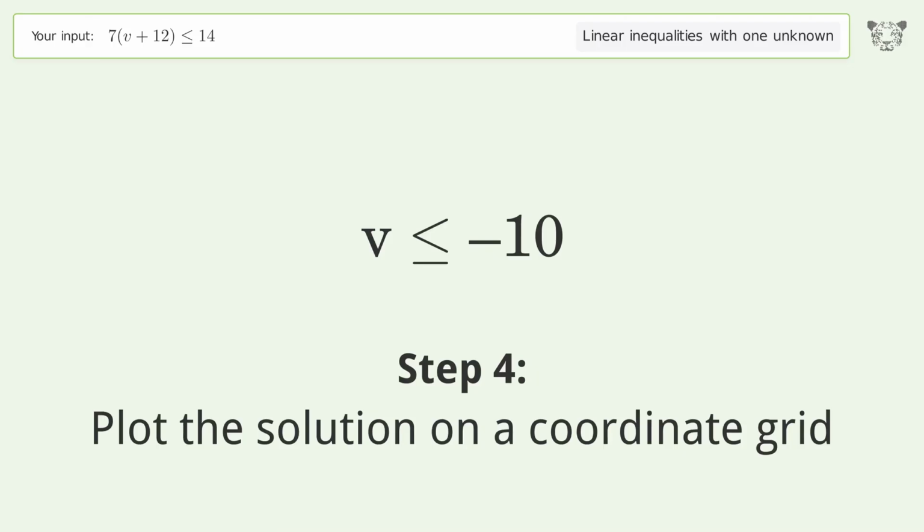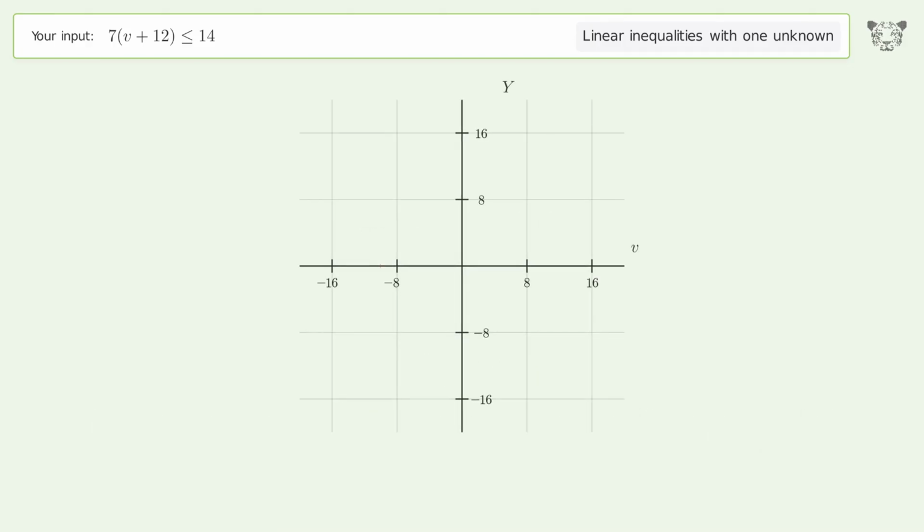Plot the solution on a coordinate grid. And so the final result is v equal or smaller than -10.